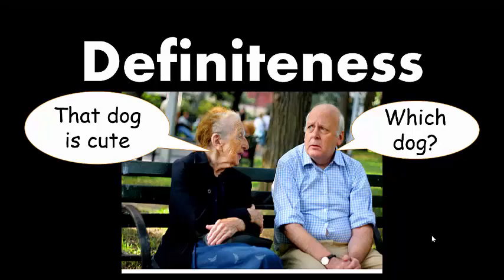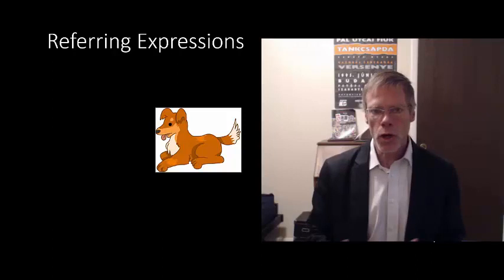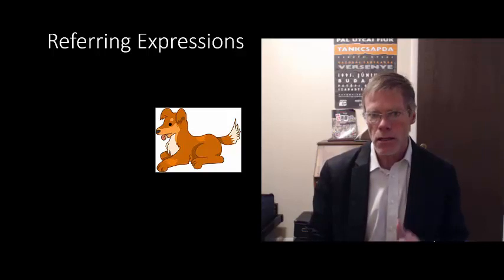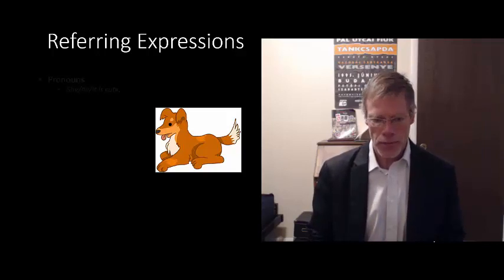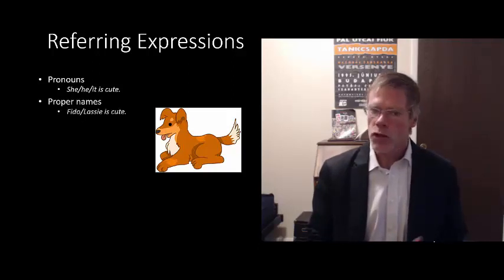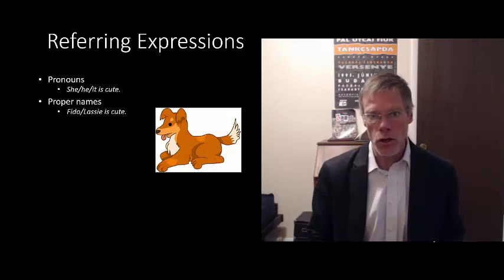Definiteness. To understand definiteness, we first need to talk about what we call referring expressions, and I'll list the main categories. So there are pronouns like she, he, it. There are proper names like Fido or Lassie.